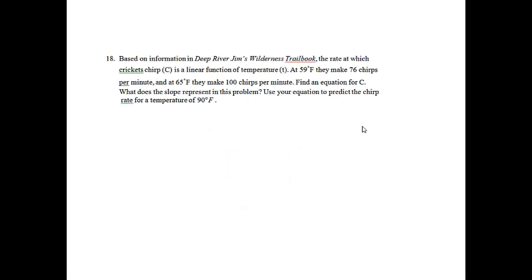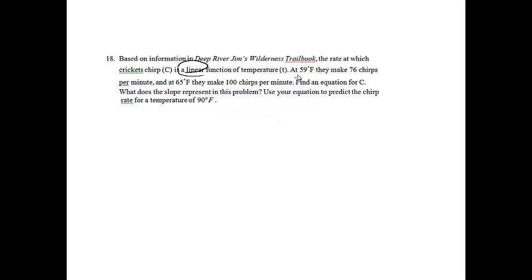All right, problem 18. Based on information in Deep River Jim's Wilderness Trail book, the rate at which crickets chirp, C, is a linear function of temperature, T. Linear function is kind of our key word. At 59 degrees, they make 76 chirps per minute, and at 65, they make 100 chirps. Find an equation for C. What does the slope represent in this problem? Use your equation to predict the chirp rate for a temperature of 90 degrees.